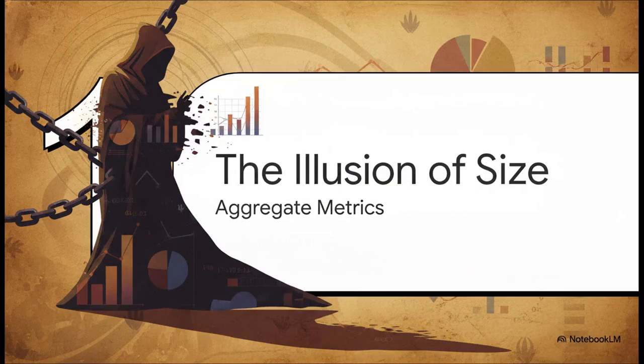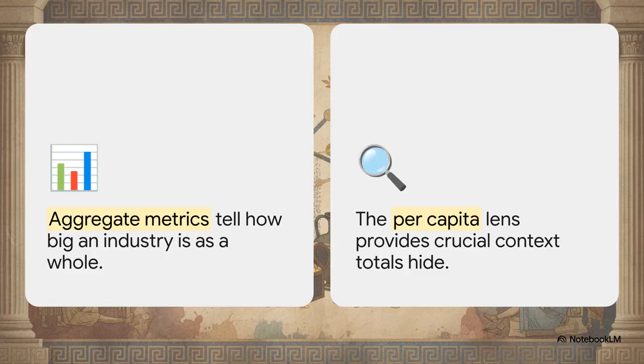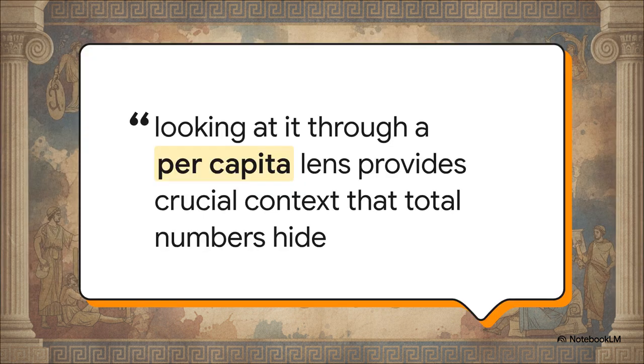That brings us to Section 1, the illusion of size. Think of traditional aggregate metrics, like total market size or total revenue, as a wide-angle lens. They are absolutely fantastic for telling you exactly how big an industry is as a collective whole. But, as we know, mass isn't everything. Where aggregate metrics give you that broad 30,000-foot overview, the per capita lens acts like a microscope. It cuts straight through all that noise to reveal the hidden granular truth of what's happening right there on the ground level.